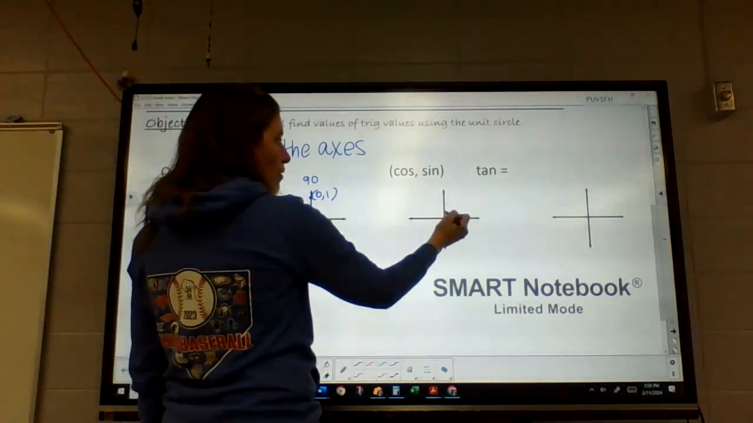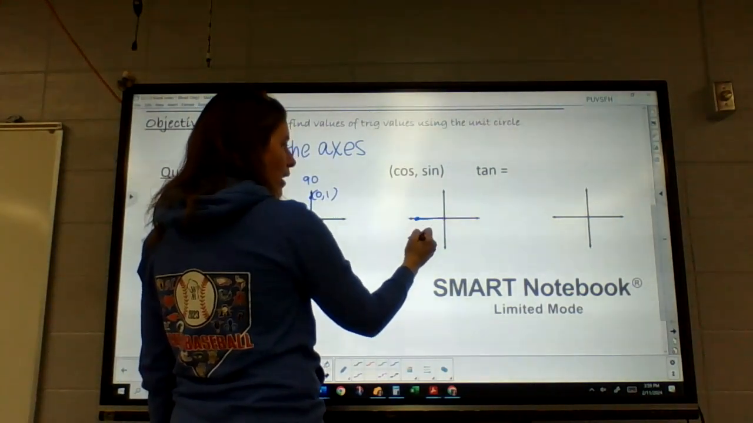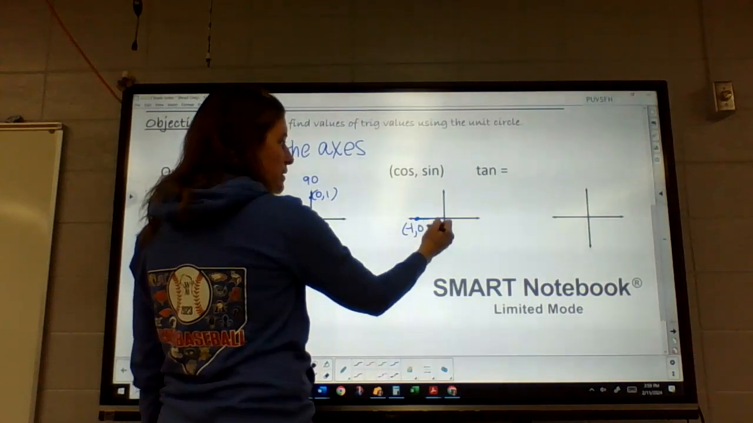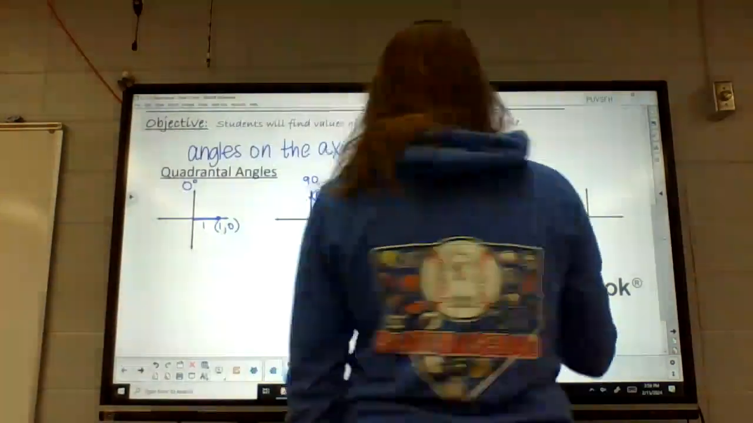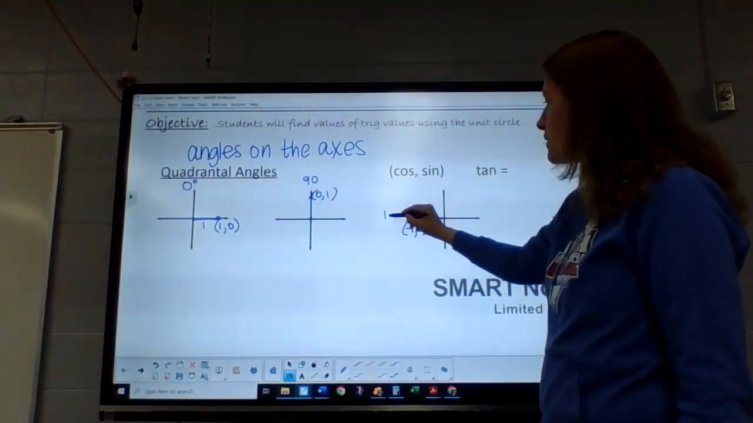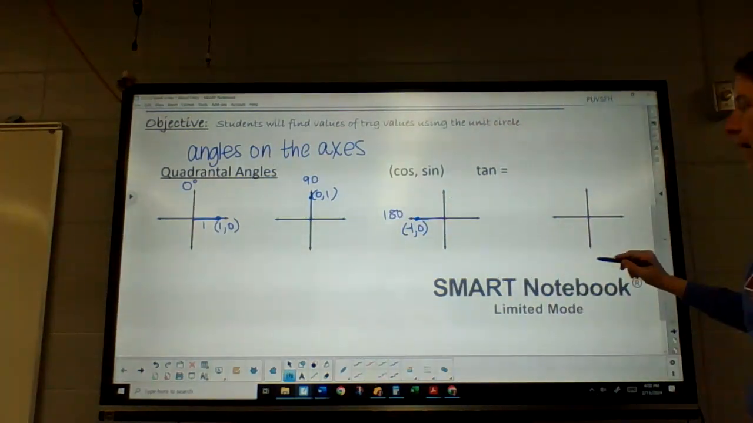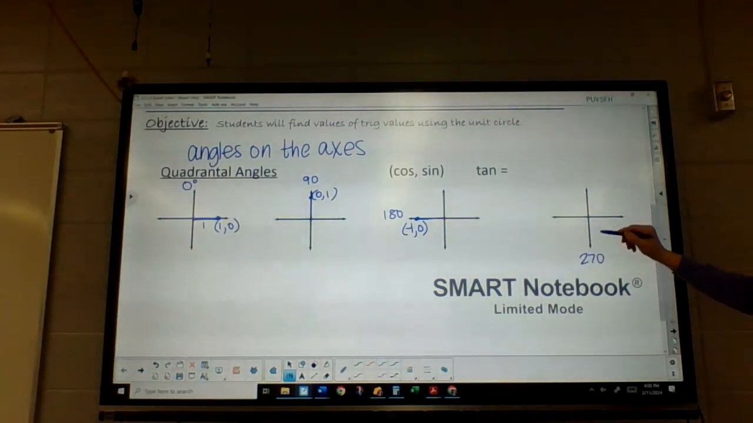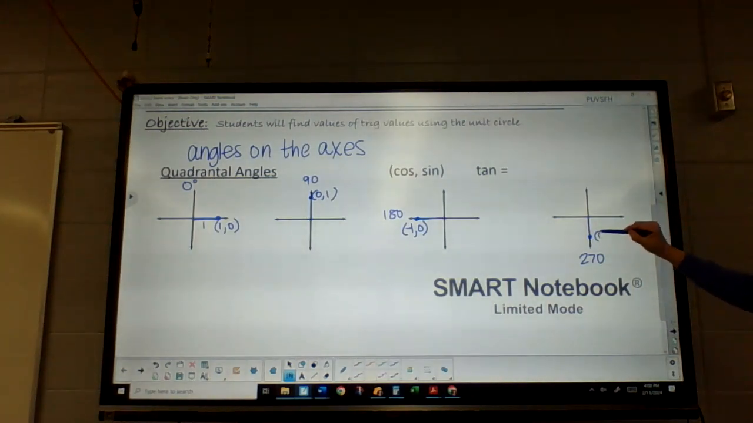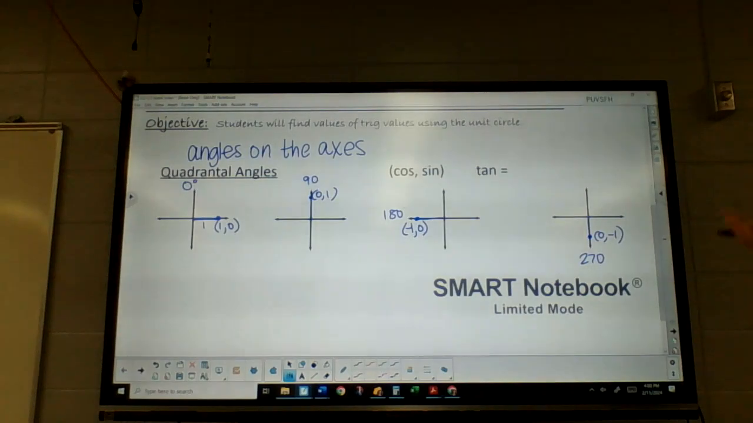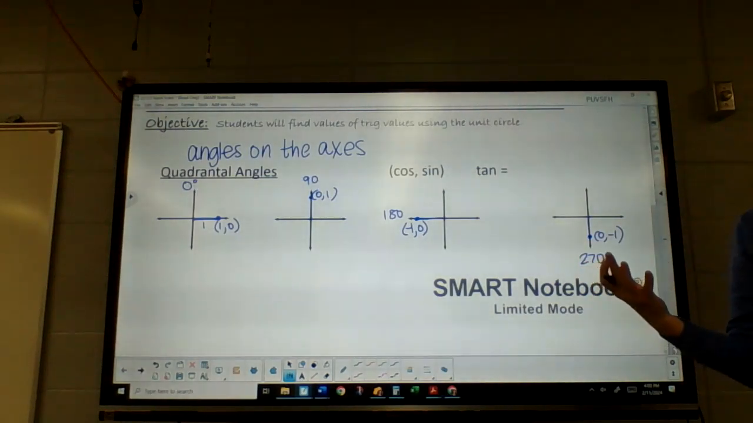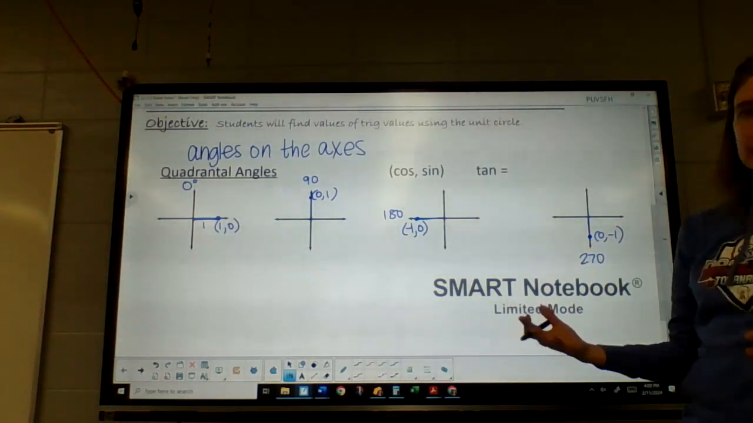Then if I go this way, straight out 1, it's actually negative 1, 0. And that would be 180 degrees. And then if I go straight down, which is 270, I don't go left or right at all, so I go 0, and then I go down 1. Now you're probably wondering how that corresponds to our cosine, sine, and tangent.